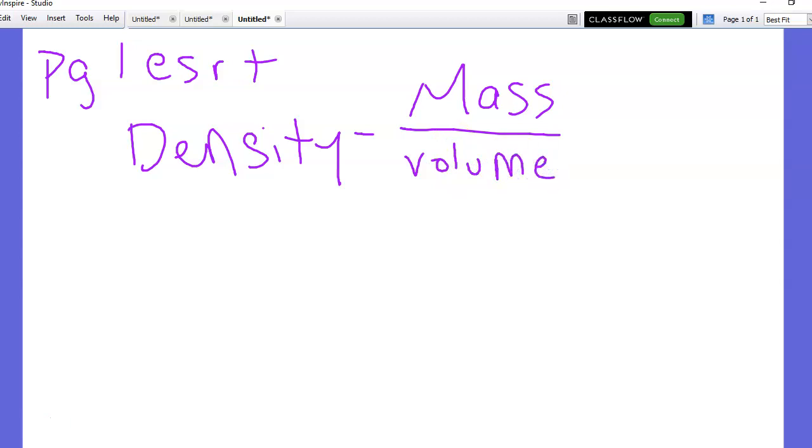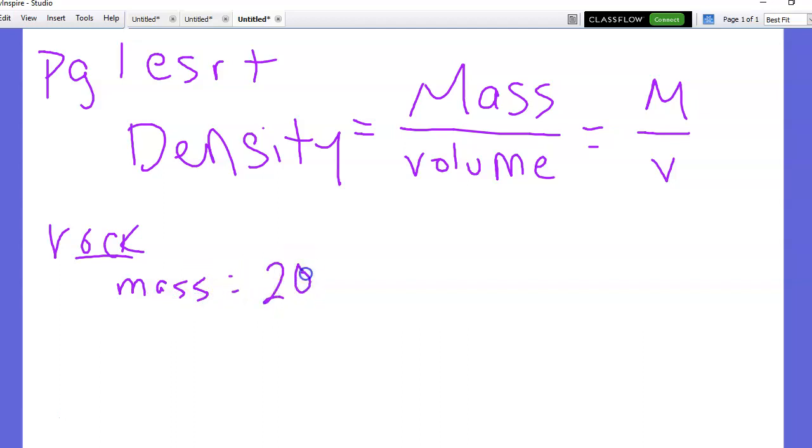So the formula for density is equal to mass divided by the volume of something. This is pretty straightforward. Let's say you have a rock, and the rock has a mass of, let's say, 20 grams. We always have to make sure we keep our units, grams. And it has a volume of, let's say, 5 milliliters or centimeters cubed, whichever one. You can use either one. Well, then what would be the density?